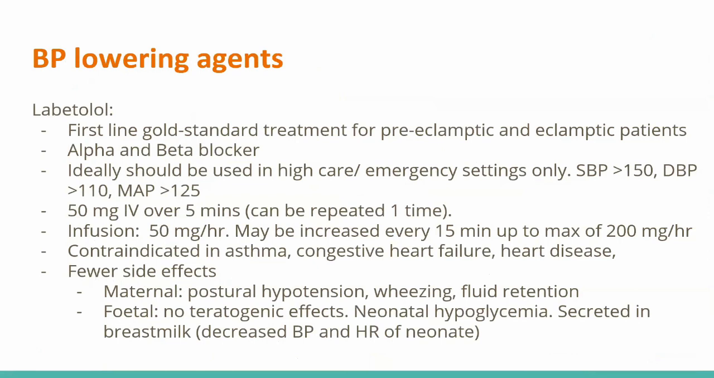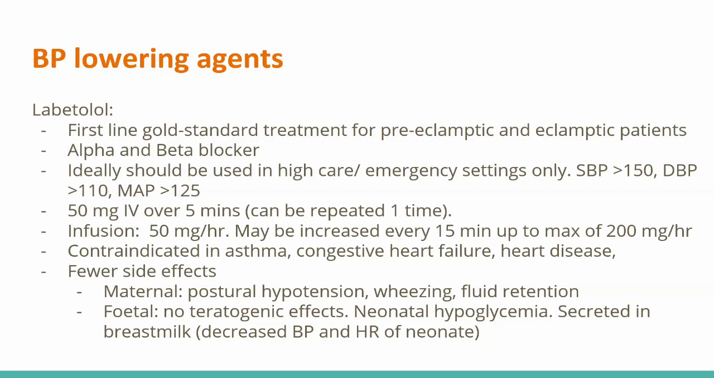So let's talk about the BP lowering agents that we use. As I've said, labetalol is the first line gold standard treatment that we use for preeclamptic and eclamptic patients. It is an alpha and a beta blocker. It should ideally be used in high care and emergency settings only, but our ED definitely does count as that. We use it in patients with a systolic blood pressure of more than 150, diastolic of more than 110, and a MAP of more than 125.